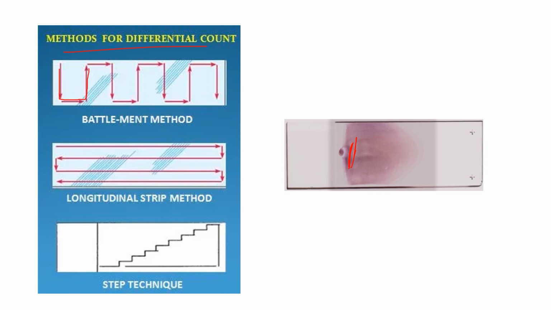So one method is called Battleman method, wherein you go in a zigzag fashion and try to count the number of WBC and try to put them into the box. And there is one more method called longitudinal strip, which is just a longitudinal way. And then you eventually have the step technique, wherein you go from here like that, like that, like that. So this is called a step technique, and these things help you to randomize as much as possible and prevent you from coming back to the same place that you have already counted.